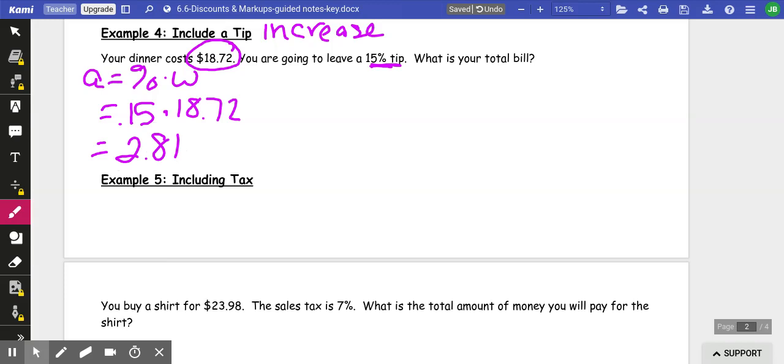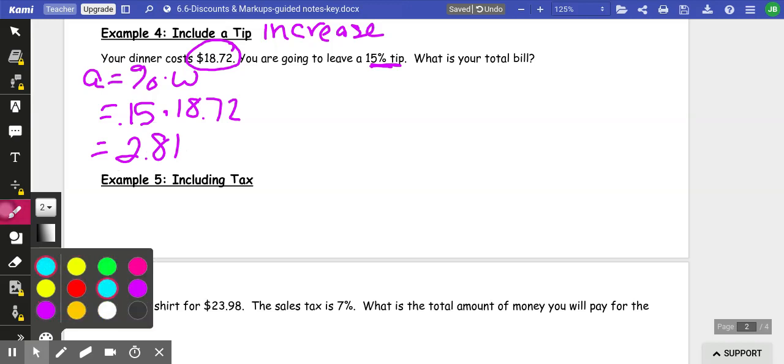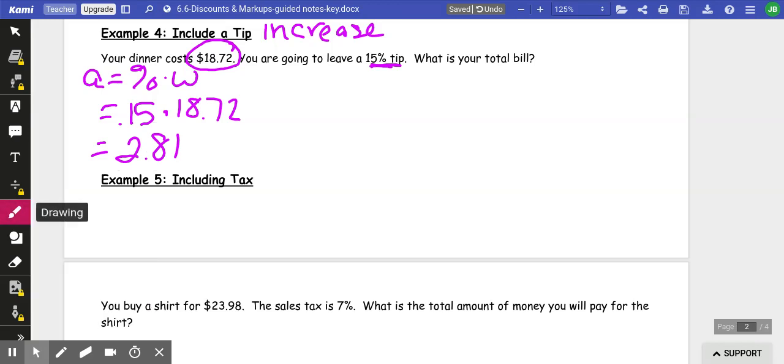Now, I'm not leaving just $2.81 for my bill. That is added on to my $18.72 dinner. So I'm going to take 18.72. Remember to line up your decimals as you're adding them.